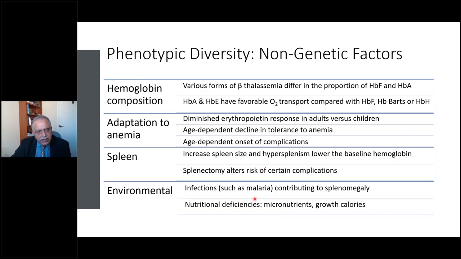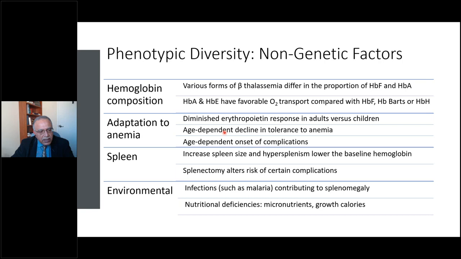On the non-genetic side, there are other things that influence how thalassemia manifests phenotypically. This includes, first of all, hemoglobin composition. The reason behind this is that the various beta thalassemia syndromes will differ in the proportion of fetal and adult hemoglobin, and some patients may have hemoglobin E when they have E beta thalassemia. Now, hemoglobins A and E have favorable oxygen transport compared with hemoglobin F or Barts or hemoglobin H.